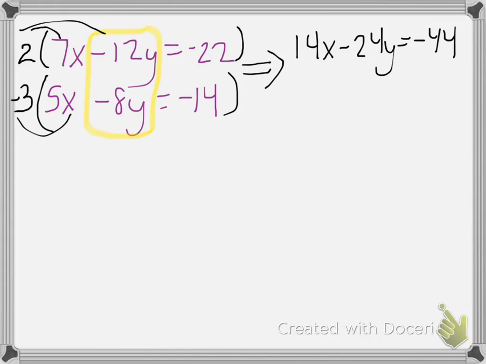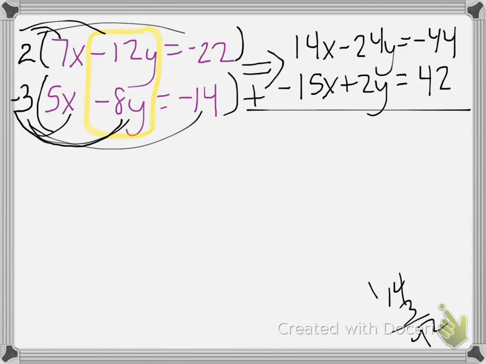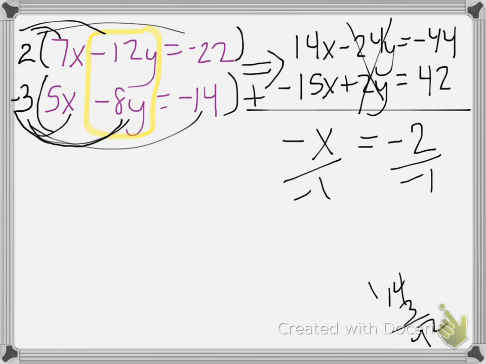And on the bottom, when I multiply the 3 through, I'm going to get negative 15x plus 24y, positive because it's negative 3 times the negative 8. And then a positive, whatever 14 times 3 is, 42. Positive 42, because it's negative 3 times the negative 14. So now if I add these two together, these eliminate. I get negative x equals negative 2. So I can divide by negative 1 and I get x equals 2. And the numbers were a lot easier to deal with.